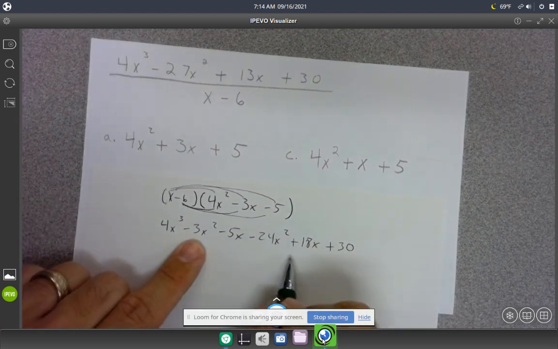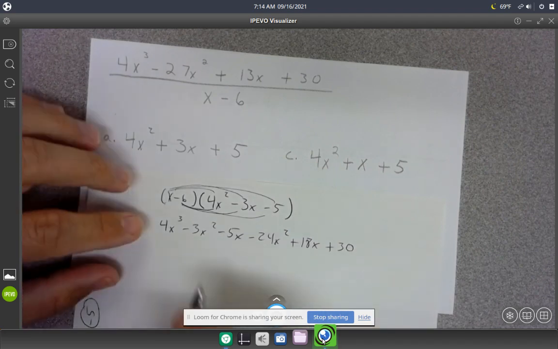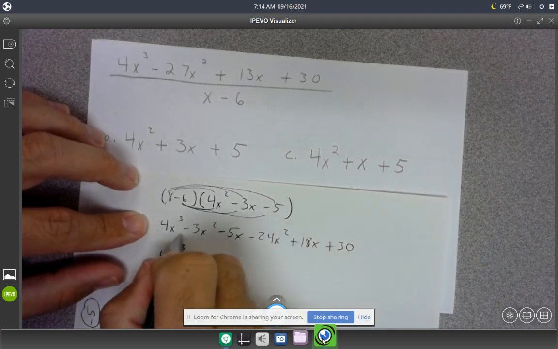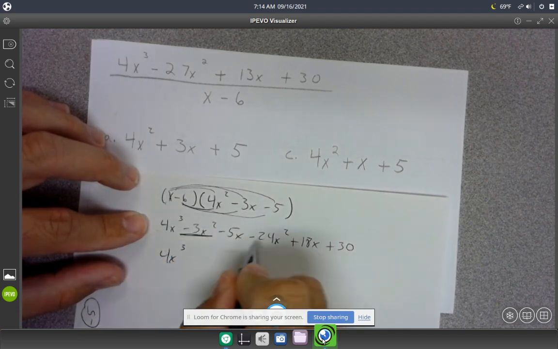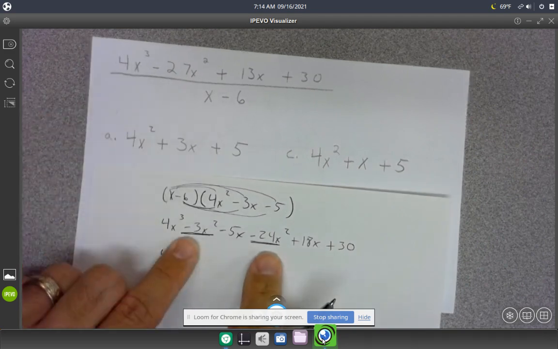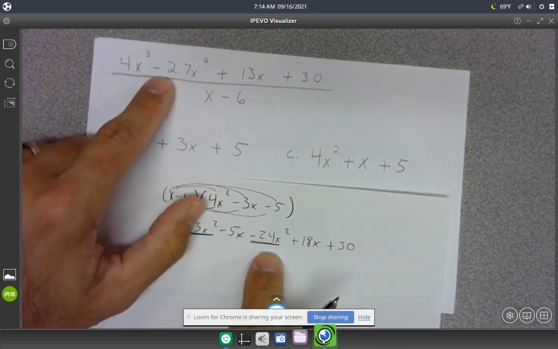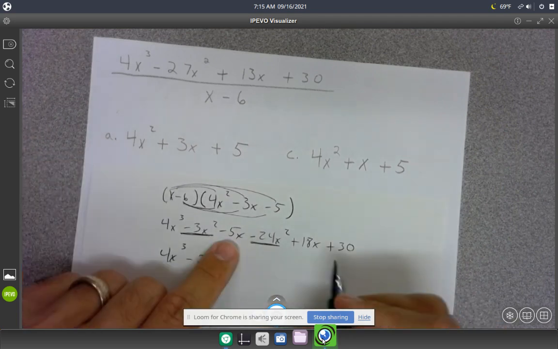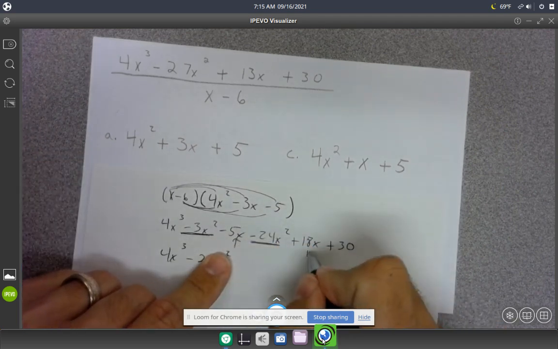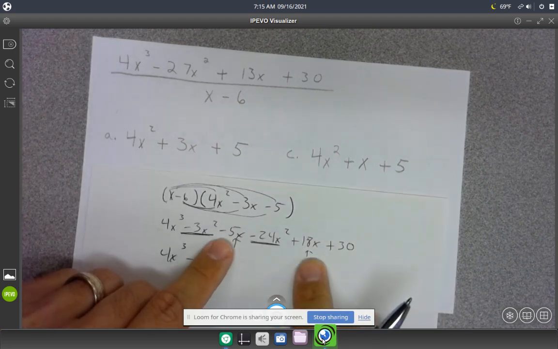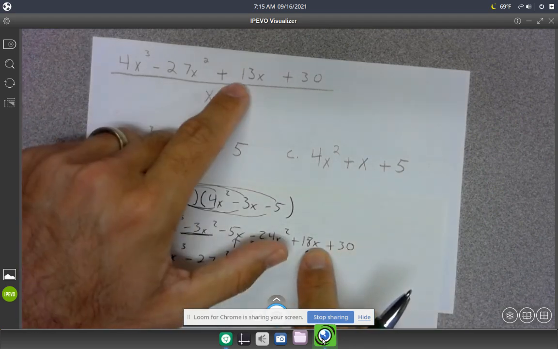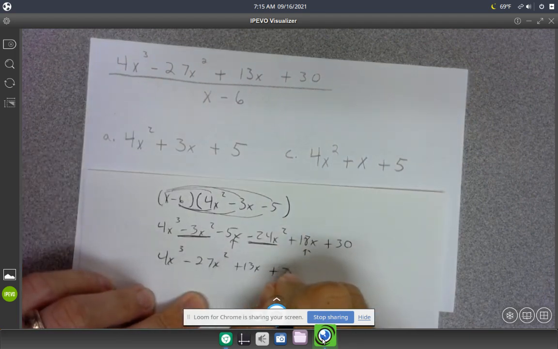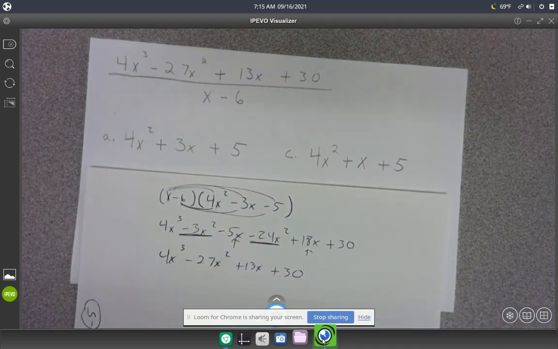Just got to combine the like terms here. Yes, I got so lucky. First try. Okay, 4x cubed. This one, which is an x squared, and that one, which is an x squared, when you combine them, you're going to get your negative 27. And then these two, when you combine those, a negative 5 and a positive 18, that's where your 13x is coming from. 13x plus 30. All right, so that's how it works.